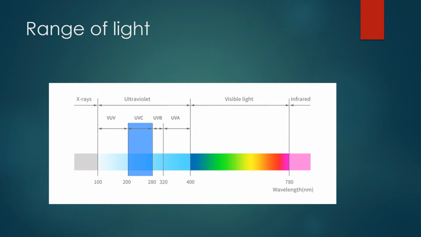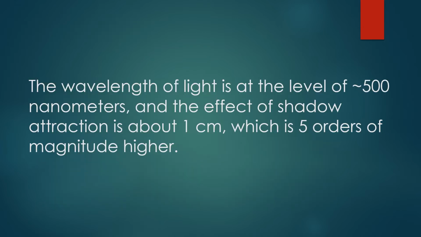But it is unrealistic, because the visible light range is between 319 nm and 718 nm, and the shadow attraction phenomenon has a range of about 1 cm. The difference is obviously 5 orders of magnitude. The effect of diffraction will not be the main reason. So, how to explain this phenomenon?